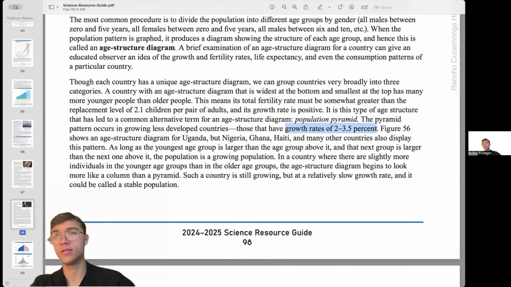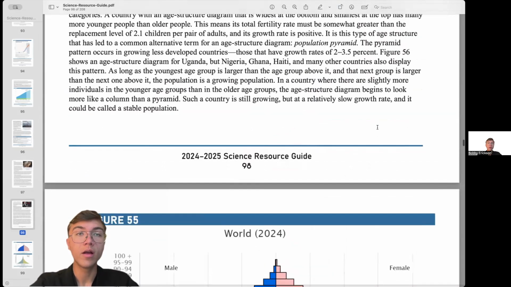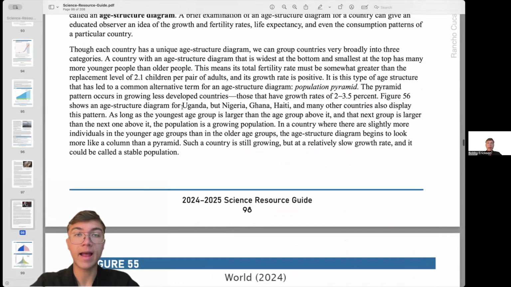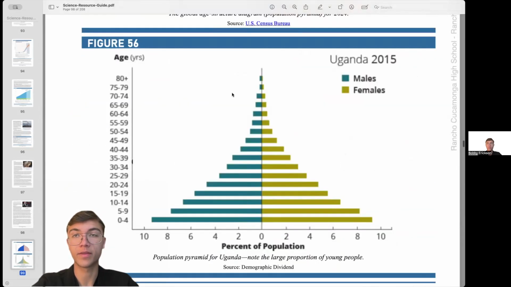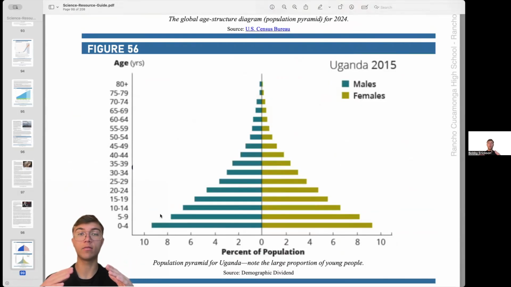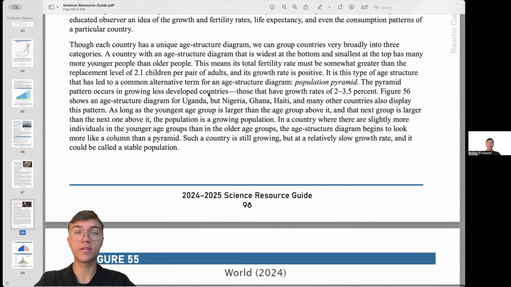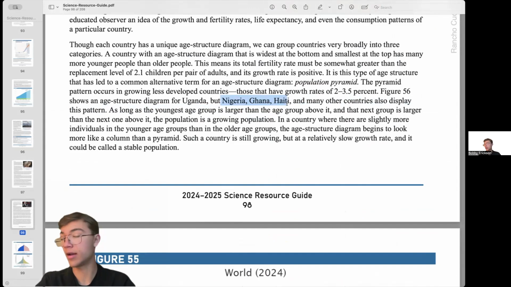If we're looking at the United States, we don't always have that sort of diagram, because we don't have 2.2 to 3.5% growth, and we aren't part of those less developed countries. So we also want to look at the age structure diagram for Uganda, which is a good example of a less developed country. Here it's definitely this pyramid shape, higher at the bottom and much lower at the top. This is very similar to Nigeria, Ghana, Haiti, and a lot of other countries.